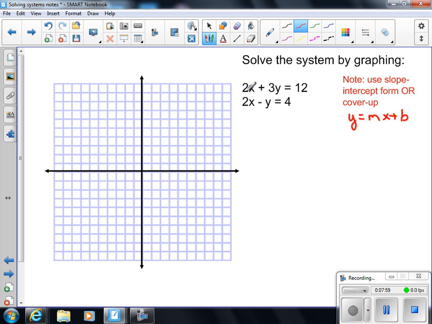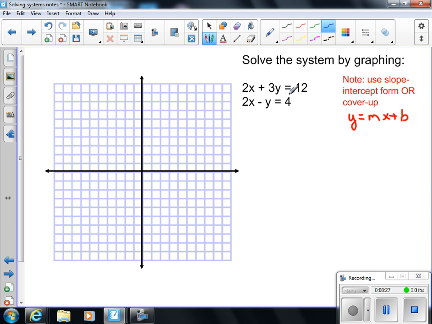If a linear function is written in standard form, you could use the cover-up method. That's one possibility. But if you start getting numbers that don't fit nicely on a grid, you want to avoid that. Because the only problem with graphing is you have to be very exact, and your lines have to be drawn very precisely in order for you to get the right place where they intersect. Okay, you ready to try one?